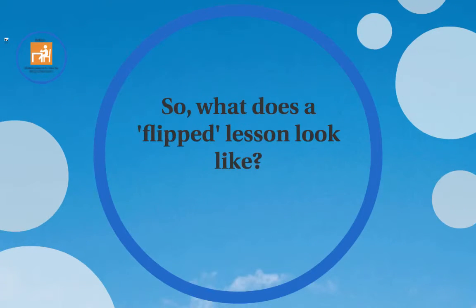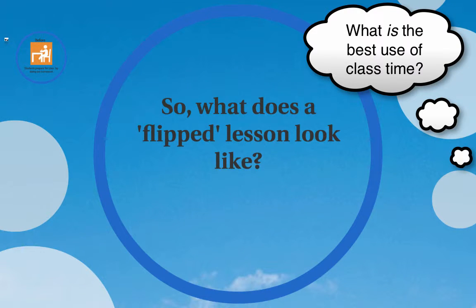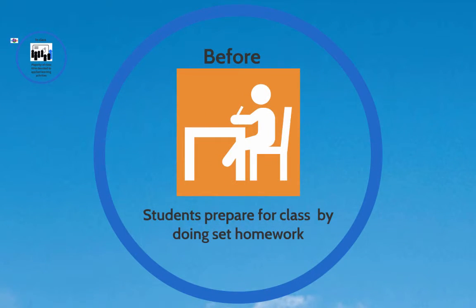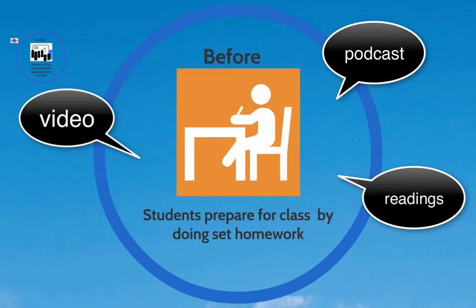So it does come back to our question, what's the best use of class time? Well, let's see how class time is used in a flipped lesson. So in a flipped lesson, as we said, the student gets the content before class. So students prepare for the lesson by doing set homework. This could be watching a video that the teacher has either created themselves or gathered from elsewhere. It could involve listening to a podcast, reading an article, whatever is appropriate for that lesson and appropriate for that subject.